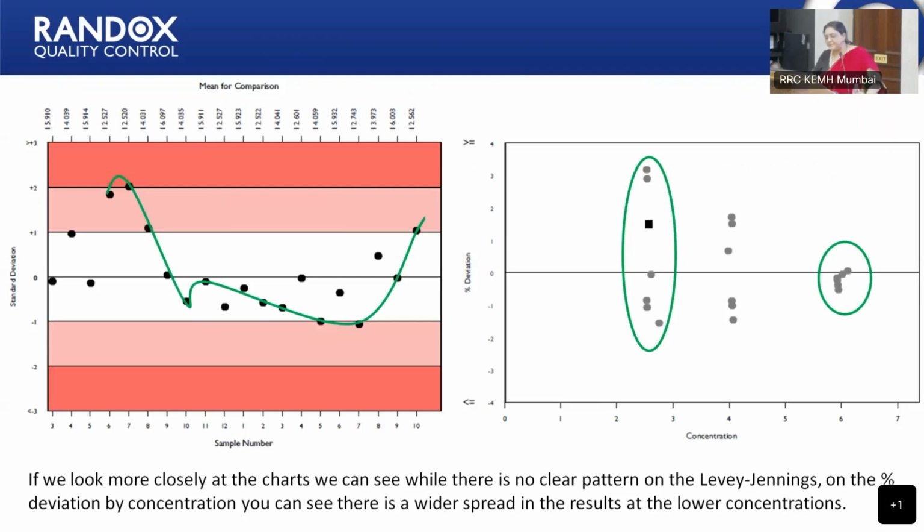The first chart is the LJ chart, like the SDI chart. When we get unspecific patterns and are not able to understand what exactly the pattern says, we should always correlate it with the percentage deviation by concentration chart, to understand at which level of concentration you are getting more variation. Here it clearly indicates more variation at the lower concentration.